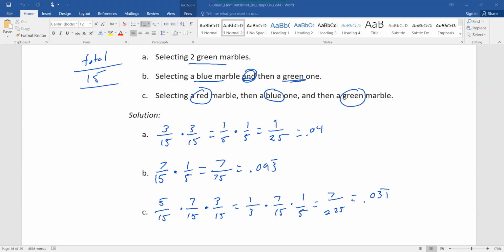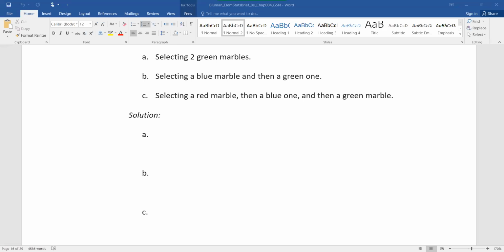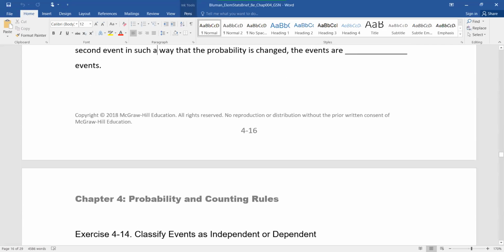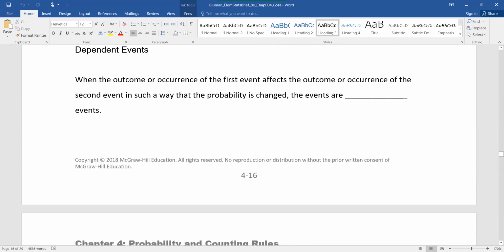So let's talk about dependent events. What do you think dependent is going to mean? Very good. It's going to depend. Whatever happens the first time is going to affect what happens the second, third, fourth, and fifth time. So when the outcome or occurrence of the first event affects the outcome or occurrence of the second event in such a way that the probability is changed, the events are dependent. Right? Questions?